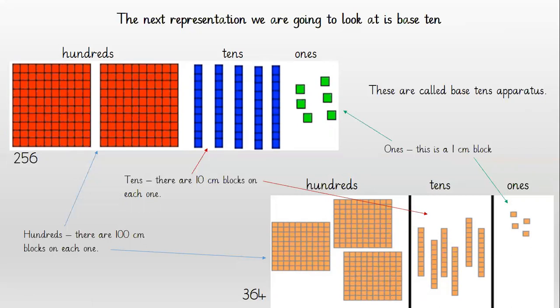Now, if I want to look at the first number, I've got 256. I've got 2 hundreds, then 10, 20, 30, 40, 50, 5 tens, which is 50, and then I've got 6 ones, which give me my number of 256. At the bottom end, I've got 1, 2, 3 hundreds, and then I've got 10, 20, 30, 40, 50, 60. And then I count my ones, 1, 2, 3, 4, which gives me 364.